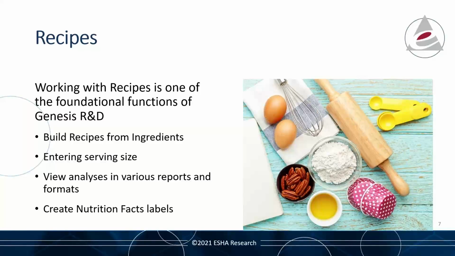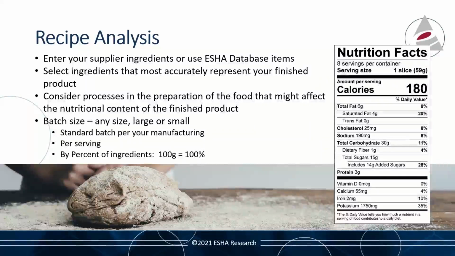In working with Genesis, the basic steps are that you will build recipes from ingredients in the software. You'll set a serving size for the recipe so that Genesis calculates the nutrient content appropriately. And then you can view the analysis from the various reports available in Genesis, including nutrition facts label formats. With Genesis, the end goal might often be creating the nutrition facts label.